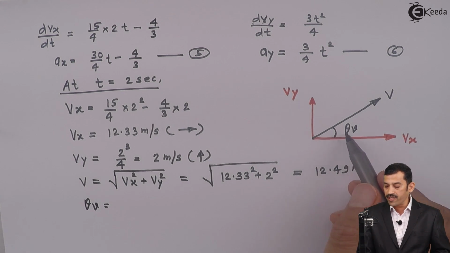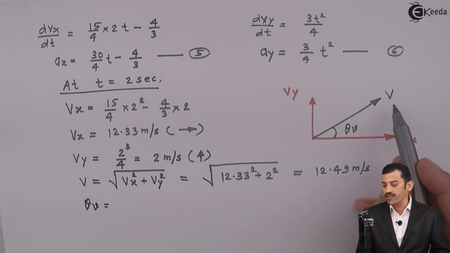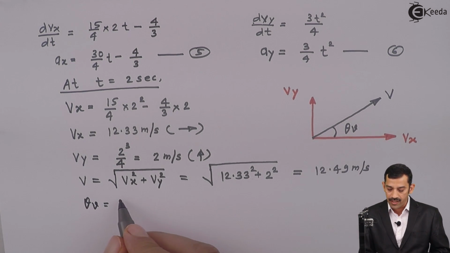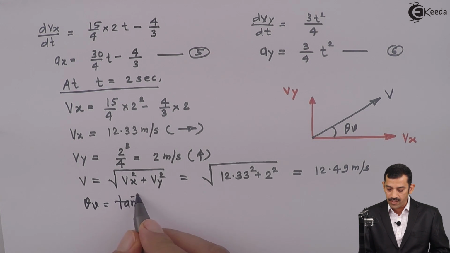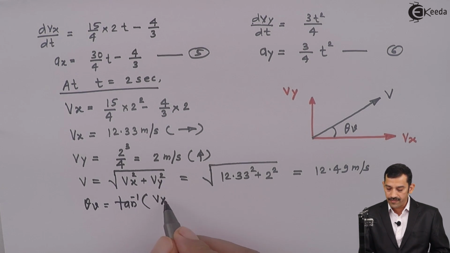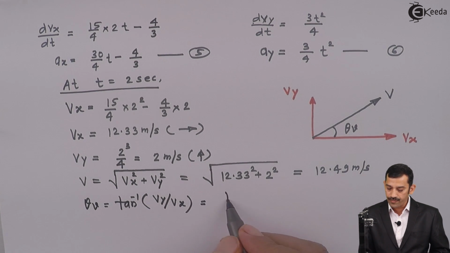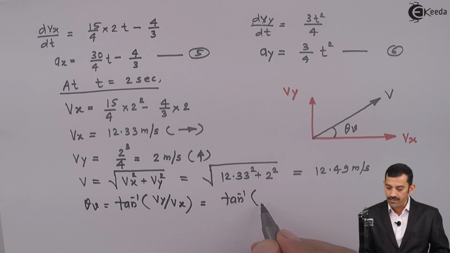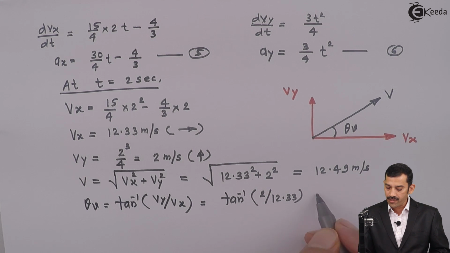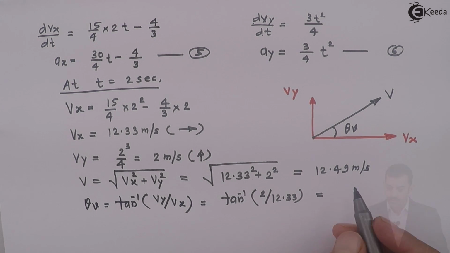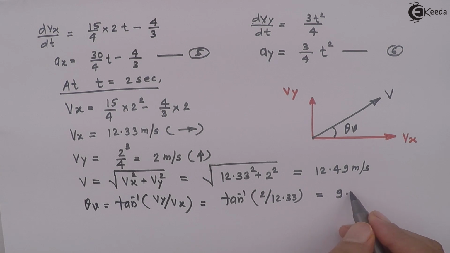And the inclination of velocity theta v, we will get from this figure. You can say tan of this angle theta is opposite upon adjacent. Opposite means Vy, adjacent is what? Vx. Therefore theta v is tan inverse of Vy upon Vx. Vy is 2, that means tan inverse of 2 divided by 12.33. That means this angle theta v comes out to be, if you calculate using a calculator, 9.21 degrees.